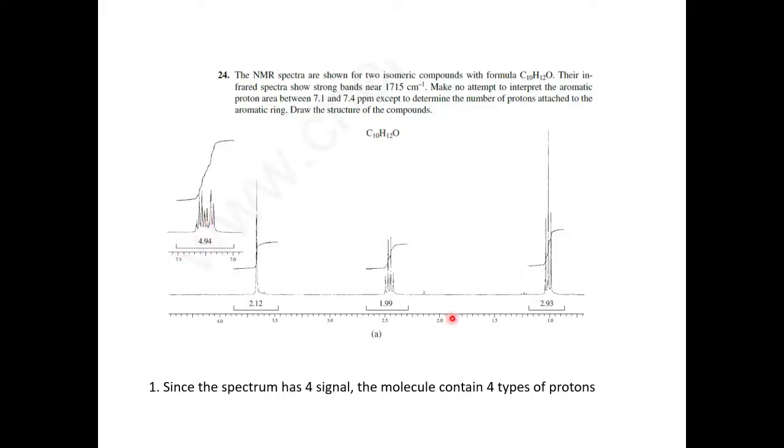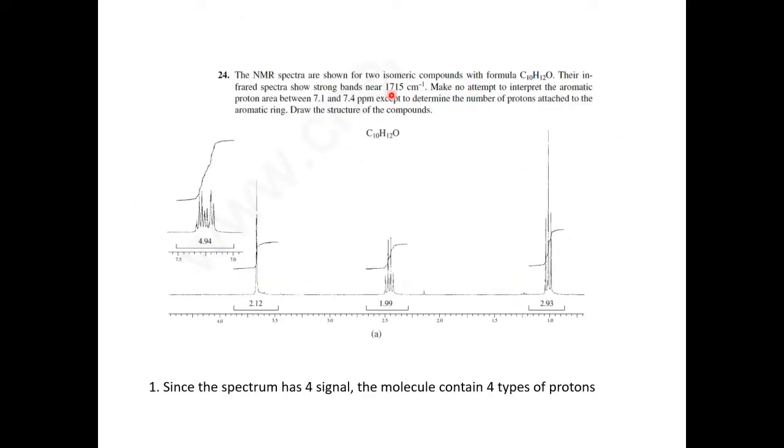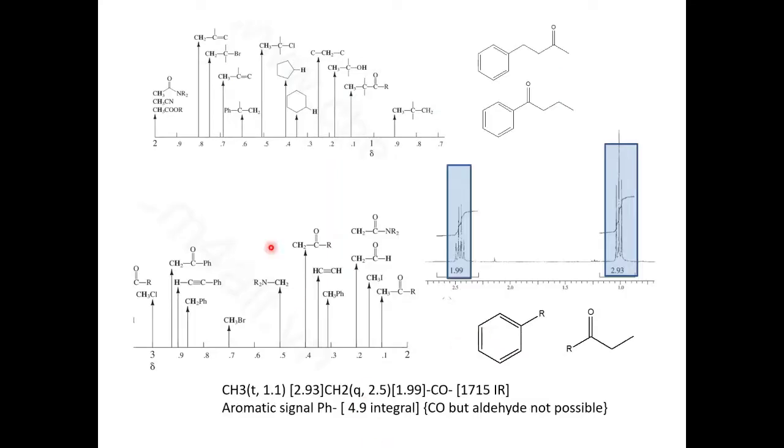So let's start with the chemical shift. First, we have 1715, which means it is a keto compound. So we look around the chemical shift for the keto. We see here about 1.1, you will see such a type of compound. We show the chemical shift 1.1 here. So it is CH3 next to C=O, typically the methyl group of this keto system. So we found the chemical shift near this system.